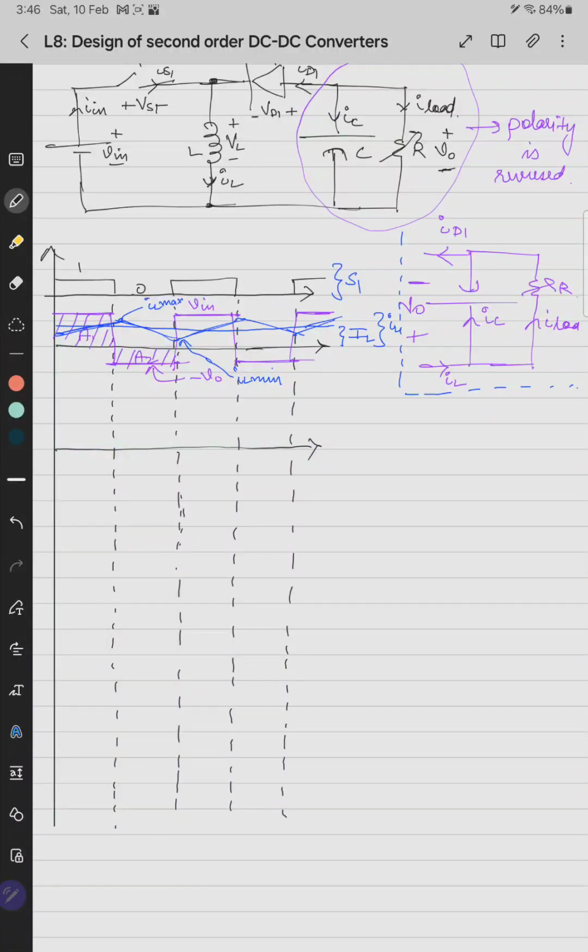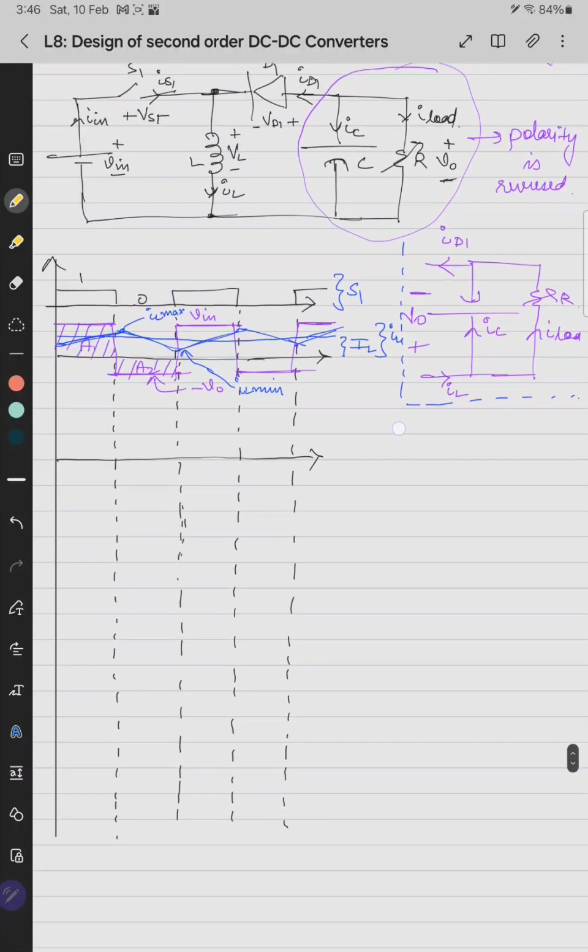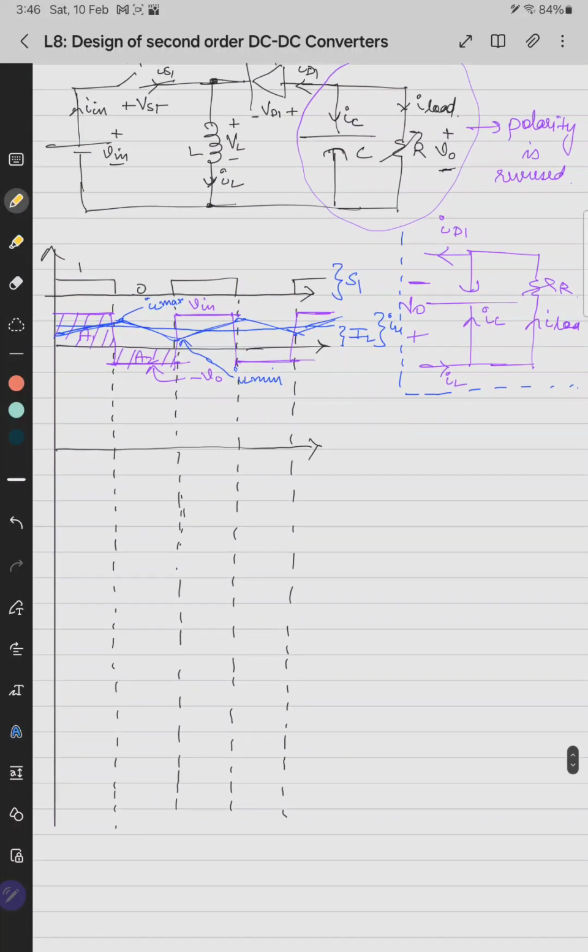let's see the switch. When the switch is turned on, the voltage across it is 0, so this will be 0. When it is off, the diode is forward bias, so the voltage across the switch will be what? It will be V in minus V naught. It will be V in minus V naught. So it can be either this or this.